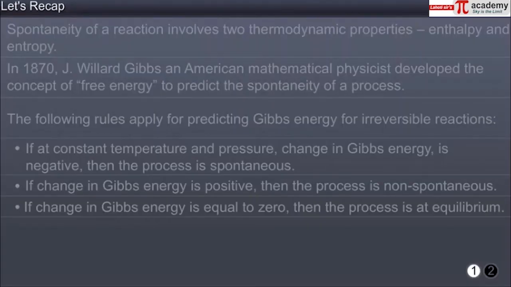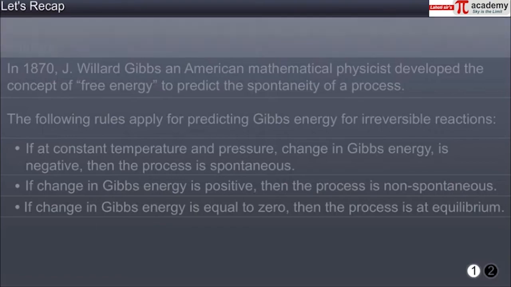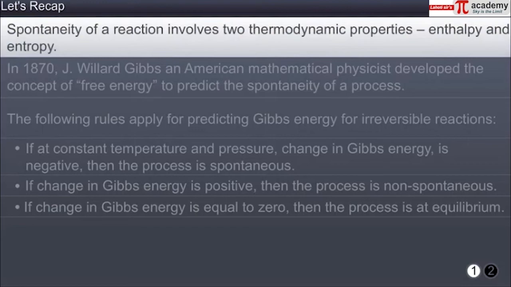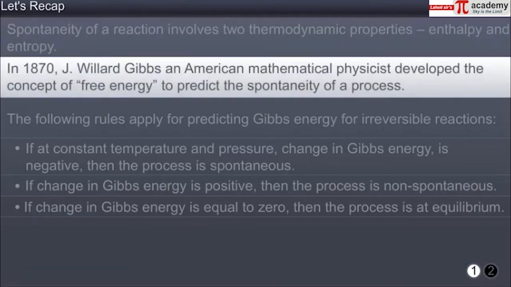You have now reached the end of this module. In this module, you have learnt that spontaneity of a reaction involves two thermodynamic properties, enthalpy and entropy. In the 1870s, J. Willard Gibbs, an American mathematical physicist, developed the concept of free energy to predict the spontaneity of a process.